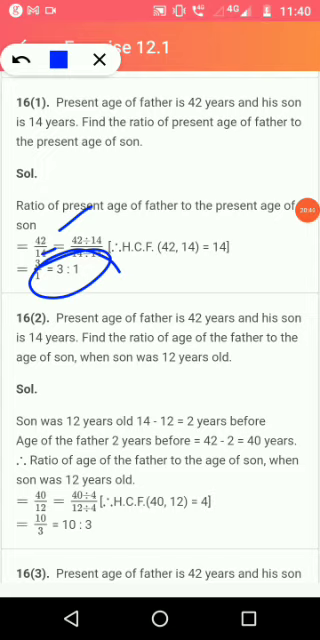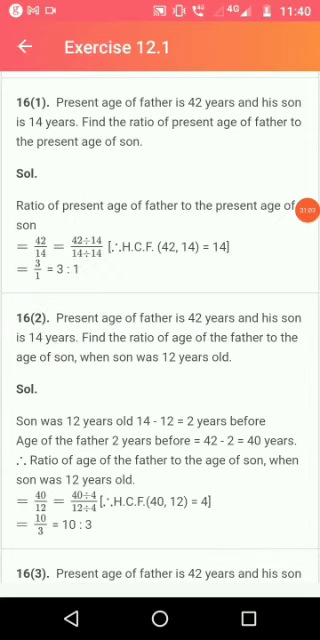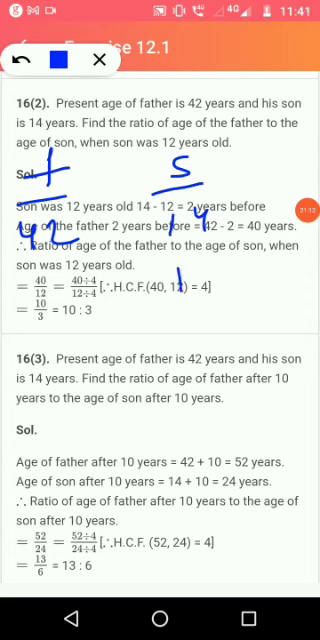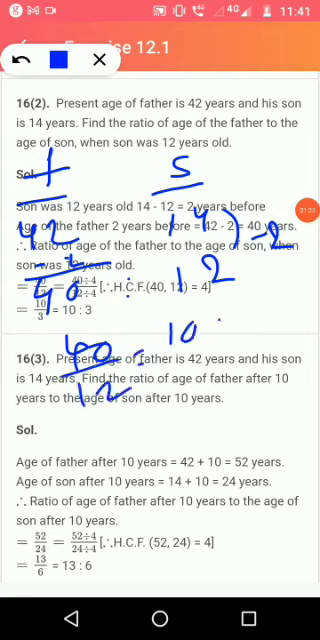Present age of father is 42 and his son is 14. Find the ratio of the age of father to the son when the son was 12 years old. So here, father is 42 years and son is 14 years. When son was 12 years means minus 2. What was father's age? Again, minus 2, 40, right? So what is now their ratio? 40 by 12, which is 10:3.